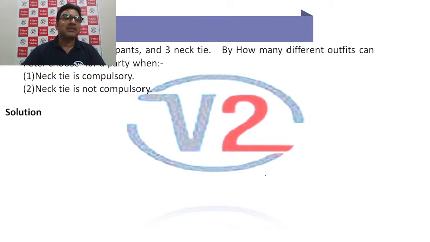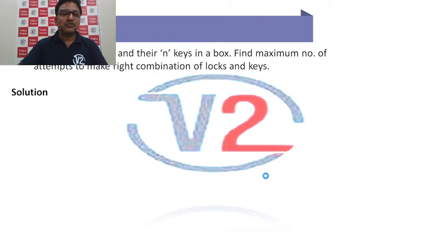Okay, fine. Next, Peter has 5 shirts, 4 pants and 3 neckties. How many different outfits can Peter choose for a party when a necktie is compulsory? Now this is one example of how we can use the OR and AND, the multiplication rule and the addition rule. Now we see the solution.